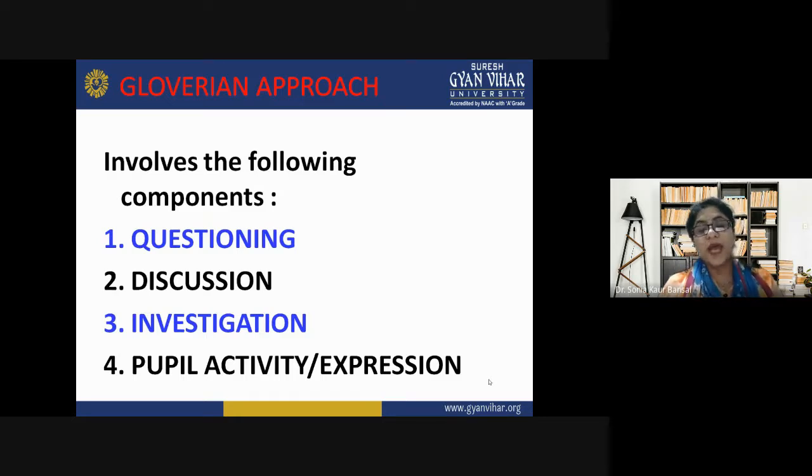Then fourth, pupil activity or expression. Pupil activity is continuously seen in the Herbartian approach as well as in other approaches, because this is how we are planning our lesson plans. And expressions are a must, either in oral form or written form. So when we are talking about developing LSRW skills, expression is a must in giving expression to those skills, in written and oral form. So these are the points in the Herbartian approach: questioning, discussion, investigation, pupil activity, expression.